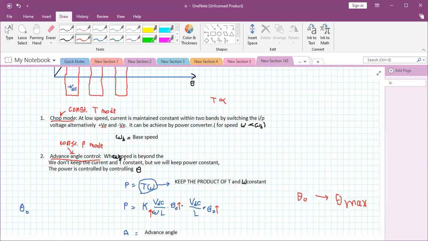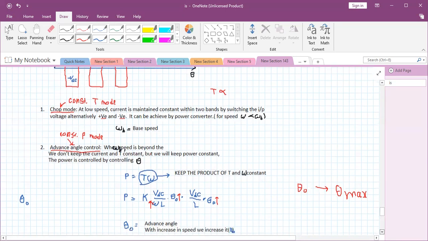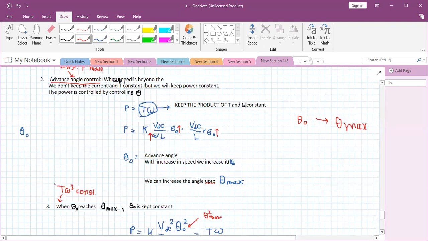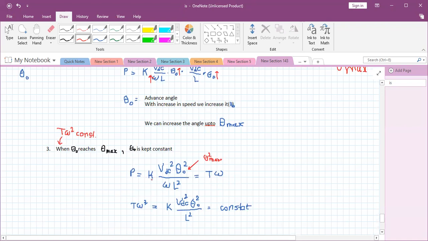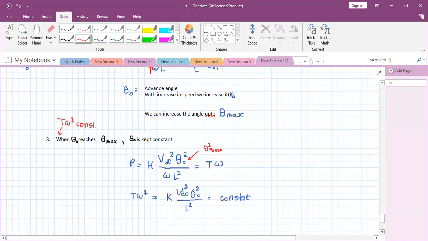Then the third method is to make the product T omega square constant. We have discussed that when theta naught reaches theta max, it is kept constant. So we have this equation, and now T omega square is equal to this one. We will keep this particular T omega square constant.